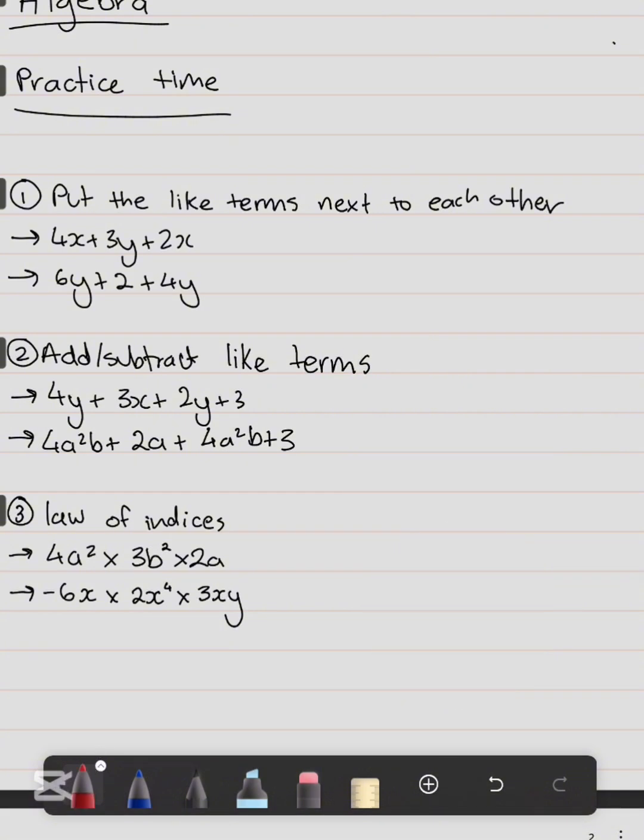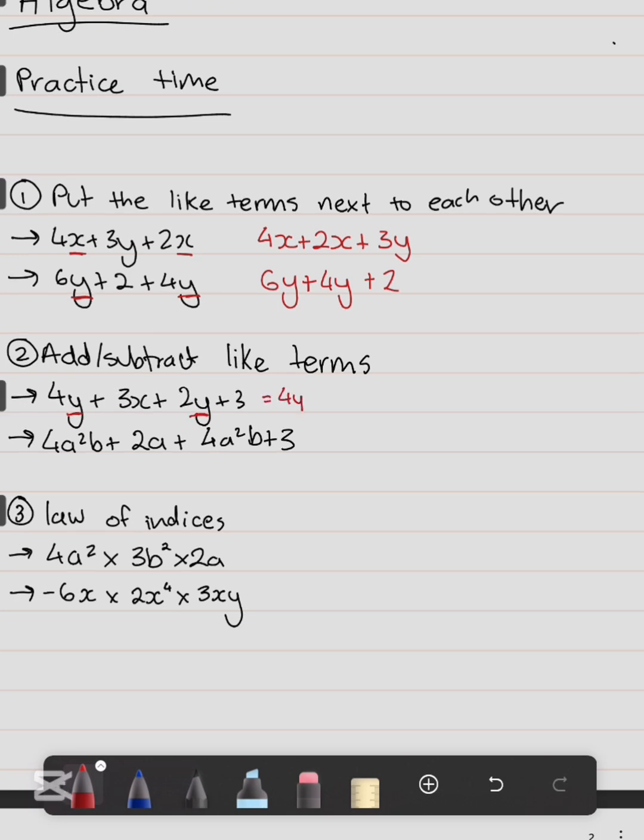Now I'll go over the answers and you can compare your answers, putting the like terms next to each other. 4x plus 2x plus 3y. I put the 4x and 2x next to each other because they're like terms. 6y plus 4y plus 2. The 6y and 4y are like terms, that's why they're next to each other.